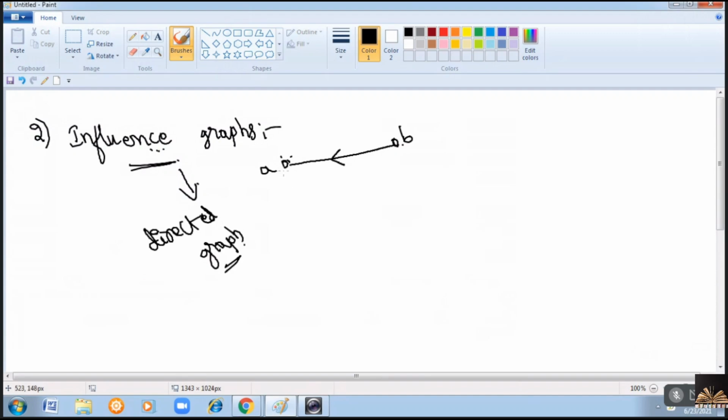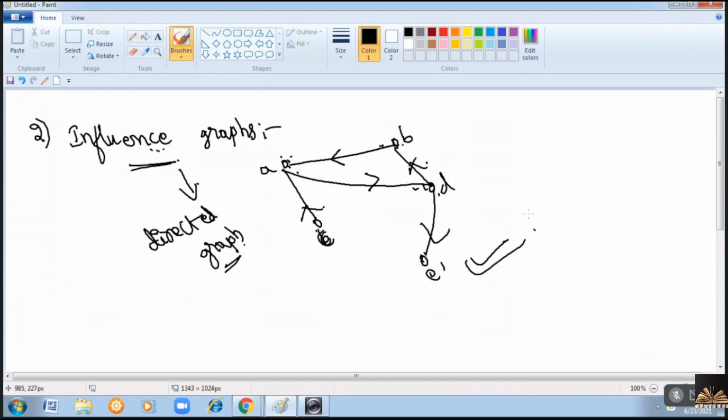Now if you have a graph like this, what does it mean? C is influencing A, A is influenced by B, A is influencing D, and E is influenced by D. So to represent this influence, you can use this directed graph. Clear?